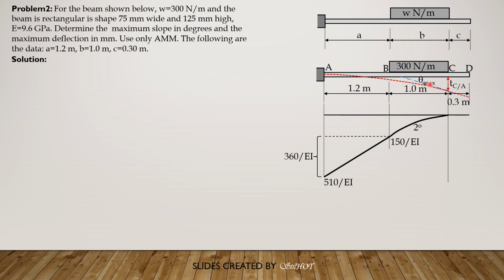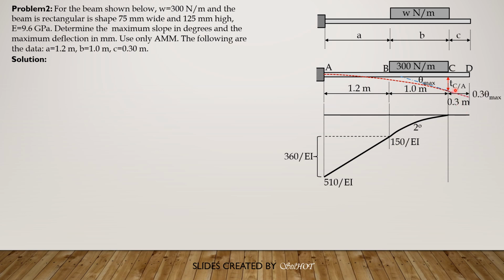So this theta maximum, by the way, is the theta between A and the tangents between A and C. So remember, EI theta AC is the area between A and C, and it is the change in slope between the tangent at A and the tangent at C. But the tangent at A is horizontal. That's why theta AC is automatically theta max or theta C, which is also equal to theta D.